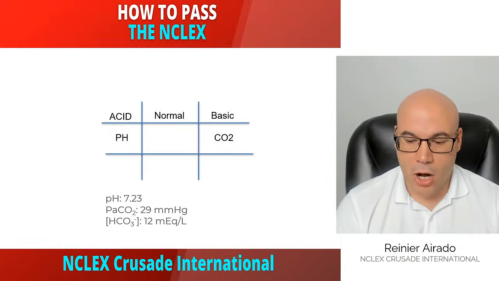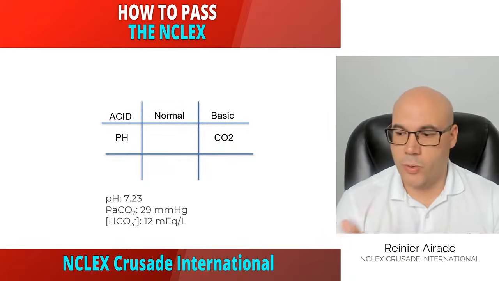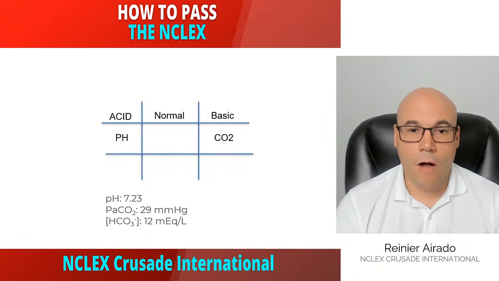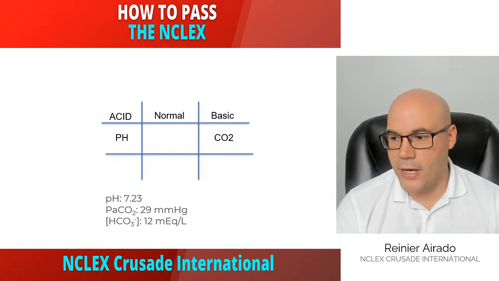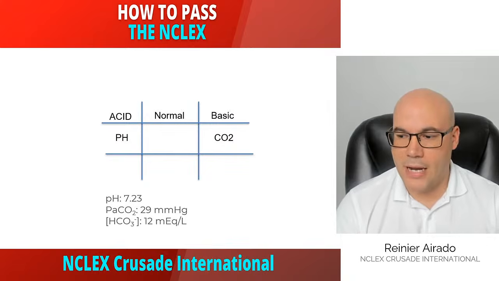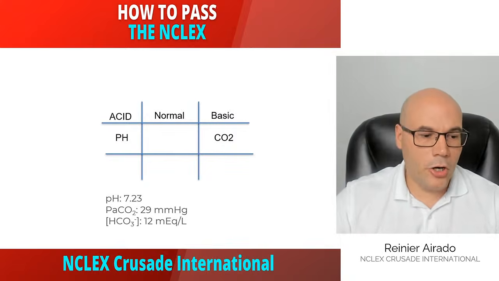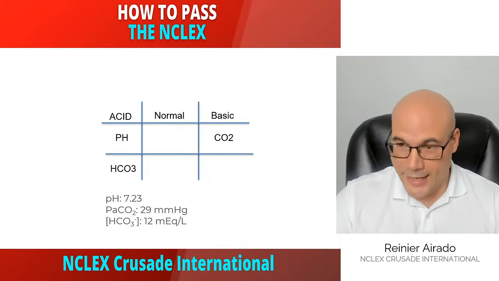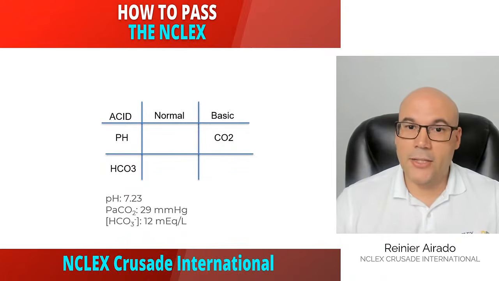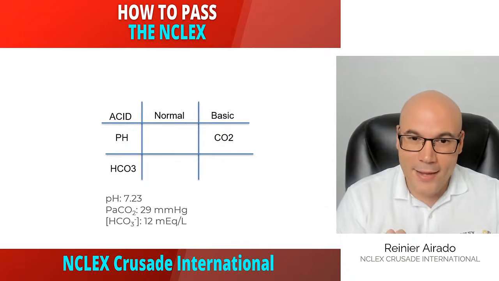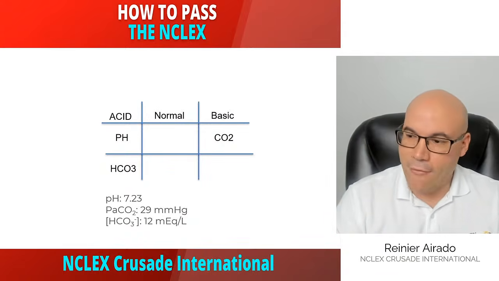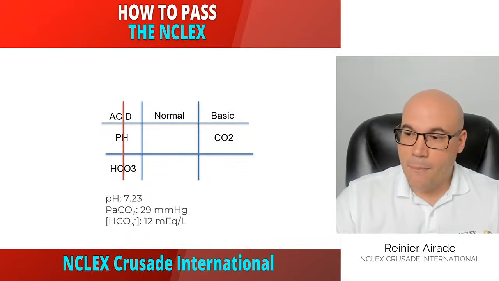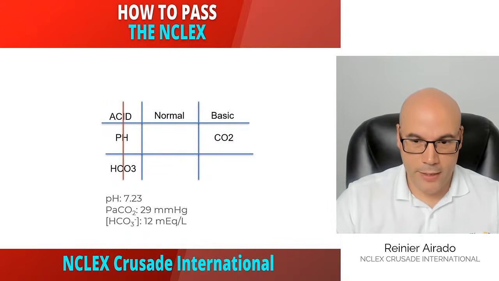Now let's look at bicarbonate, HCO3, and we're going to use the range 22 to 26. So the HCO3 of 12 is under the normal range, and we are going to put the bicarbonate under acid. And now we are going to play tic-tac-toe. Remember tic-tac-toe? Whoever had three in a row next to each other was the one that won. We have it here: acid, pH, and bicarbonate.